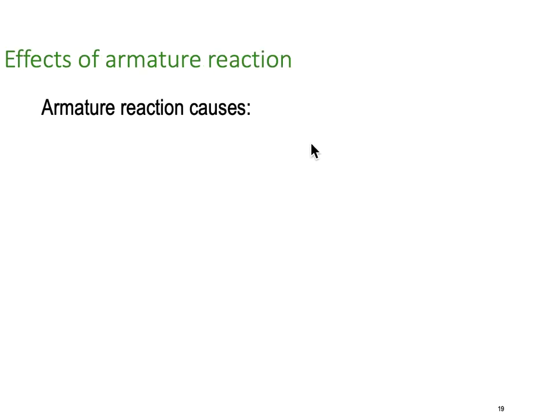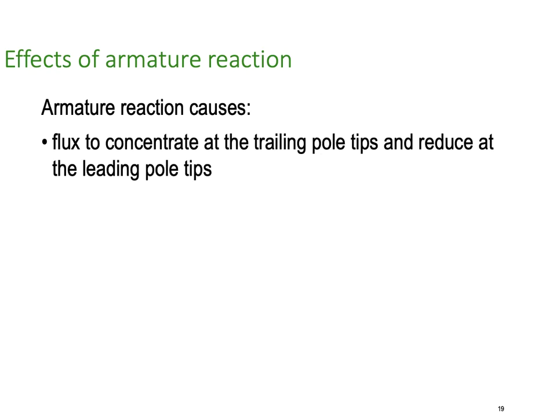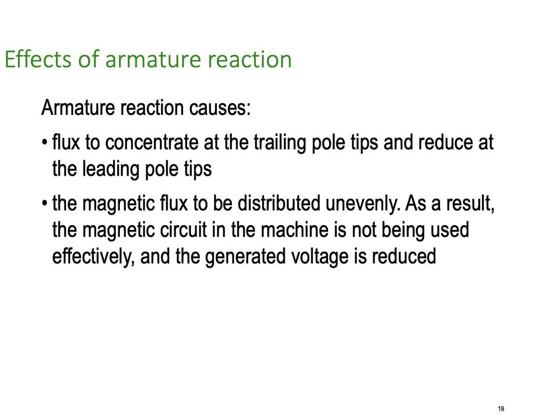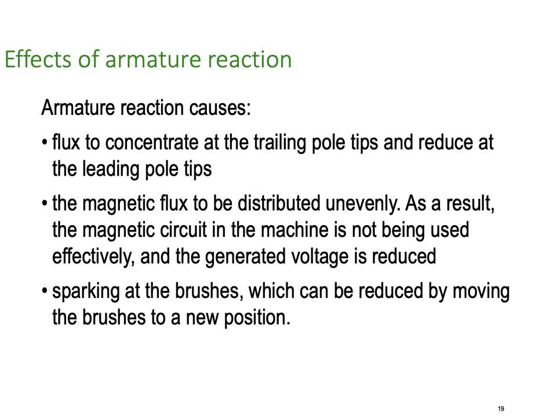So what are the effects of armature reaction? It causes the flux to concentrate at the trailing pole tips and reduces at the leading pole tips. The magnetic flux can be disturbed unevenly. As a result, the magnetic circuit in the machine is not being used effectively or efficiently, and the generated voltage is reduced a little. It also causes sparking at the brushes, which can be reduced by moving the brushes to a new position. As I mentioned, you can move the brushes and it reduces the sparking. The sparking just wears the commutator and the brushes down unnecessarily. So if you can avoid sparking caused by armature reaction, you'll make the armature and the brushes last much longer.